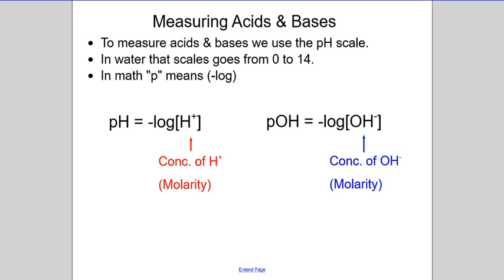So to measure acids and bases, we use the pH scale, but that lowercase p in math means negative log. So pH is actually the negative log of H plus concentration. So in water, that scale is 0 to 14. So pH technically means negative log of H plus, and then pOH, which we'll also talk about, is negative log of OH concentration. So basically, one measures acids, one measures bases.